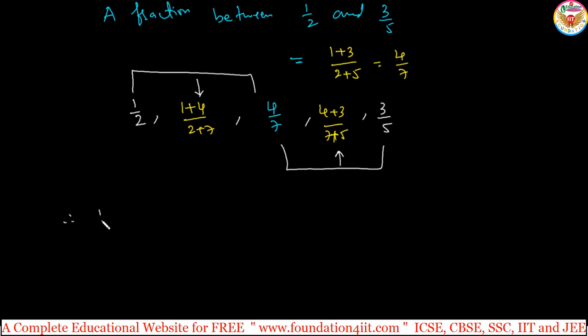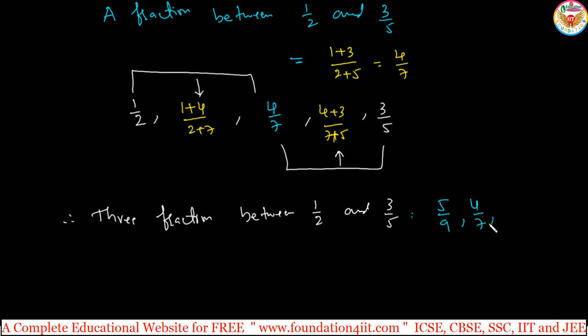So the three fractions between 1 by 2 and 3 by 5, first and last, are 1 plus 4 by 2 plus 7, that is 5 by 9, and already 4 by 7, and the next one is 4 plus 3 by 7 plus 5, which is 7 by 12. So these are the three fractions between 1 by 2 and 3 by 5. This is the way we can do it, just by adding the numerators and denominators separately, to insert a fraction between the two given fractions.